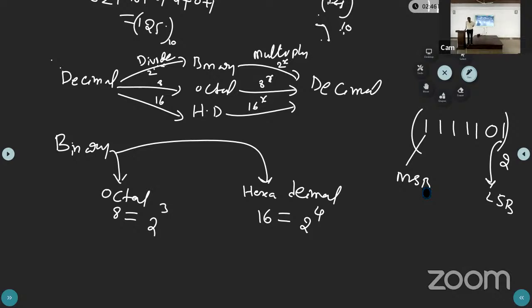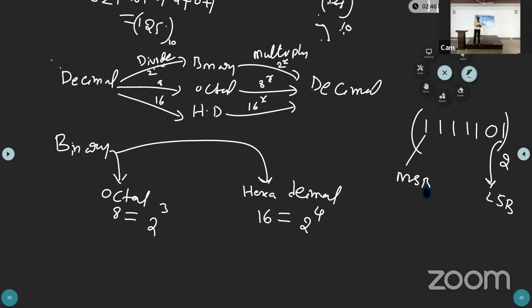Tell me, what does LSB stand for? LSB is the least significant bit. That is also called the rightmost bit.